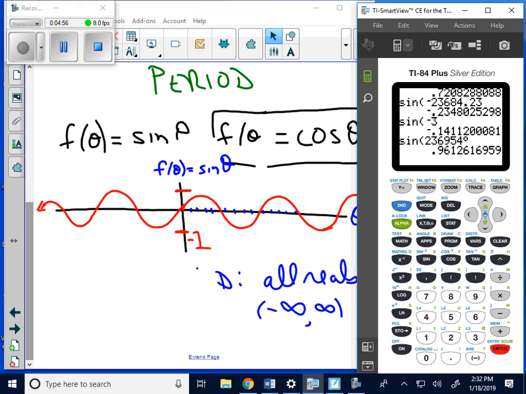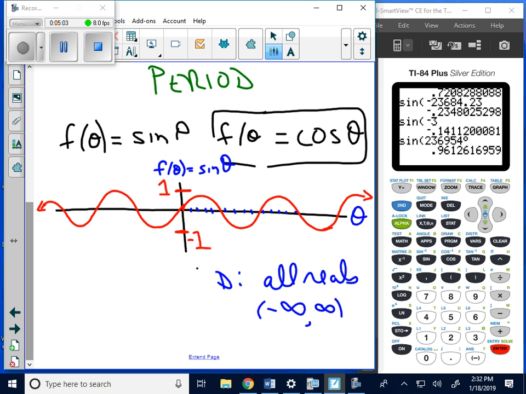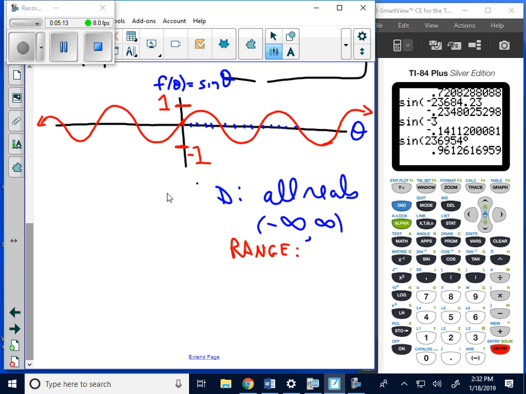Okay? What do you notice about all those resulting functional values? They're all between, right, and so that would be the range, and the range would be between -1 and 1. How do I write that in interval notation? Bracket, -1, comma, 1, always from smallest to largest, right? So that's the range.